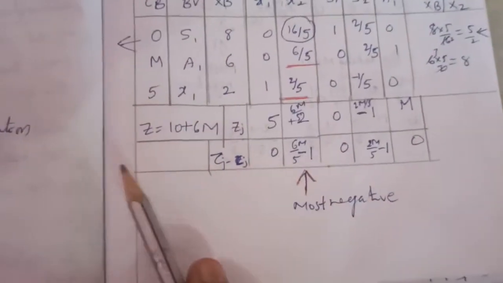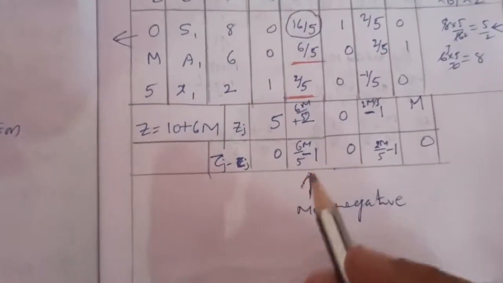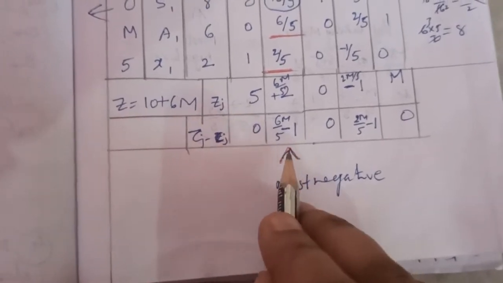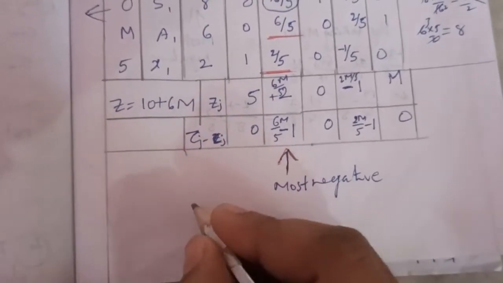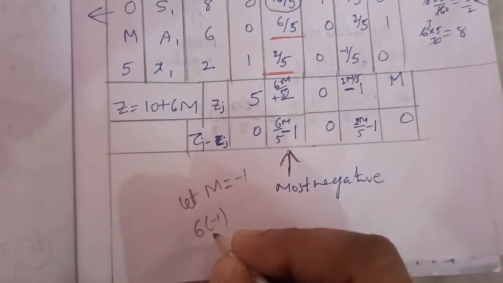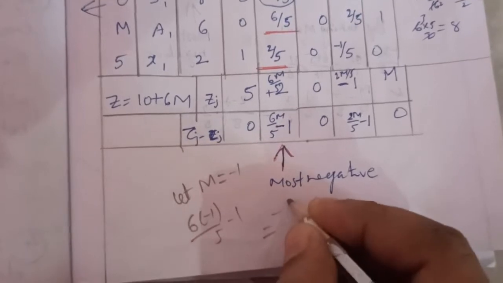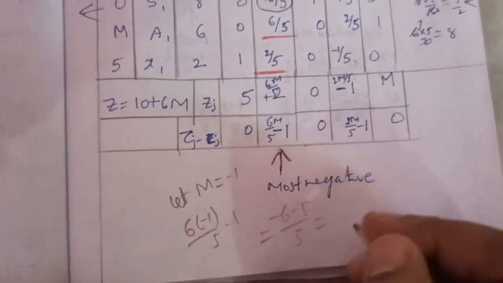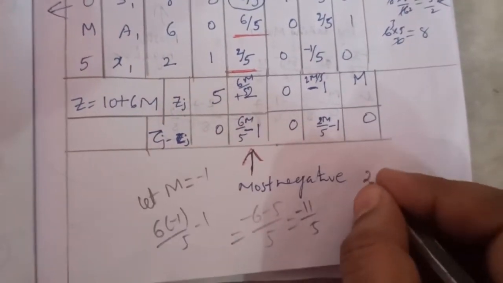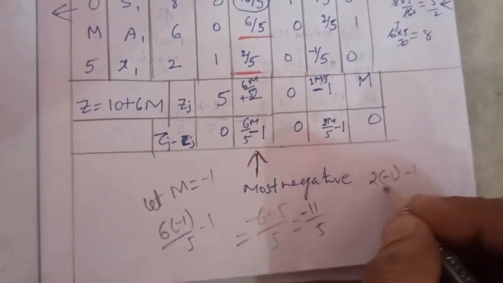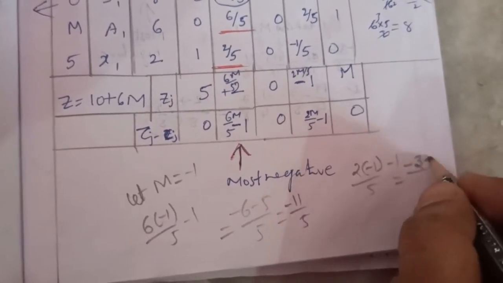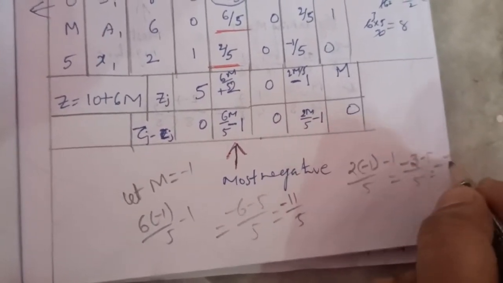Just observe here: after completion of Zj minus Cj, how can we find the most negative value? Let m equal minus 1. 6 into minus 1 by 5 minus 1 equals minus 6 minus 5 by 5, which is minus 11 by 5. Here if we take minus 1, then 2 into minus 1 by 5 minus 5, that means minus 7 by 5.